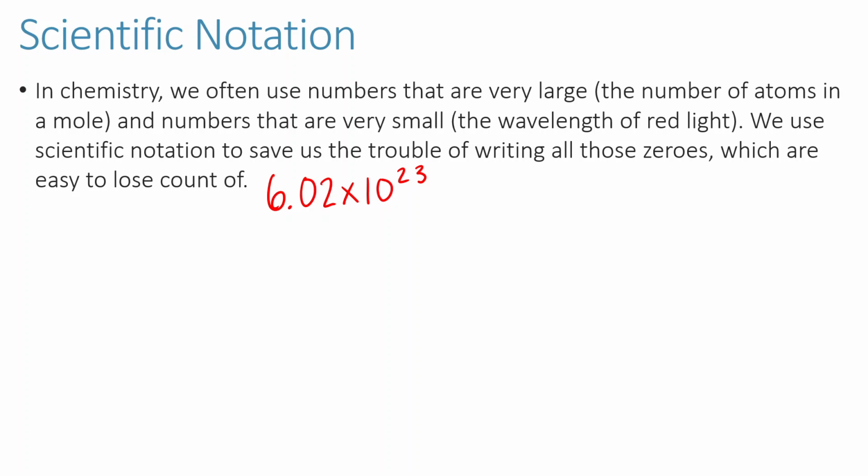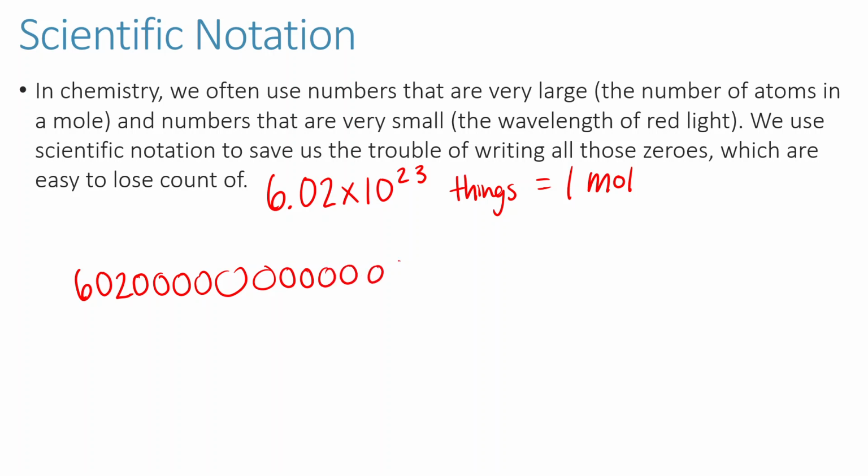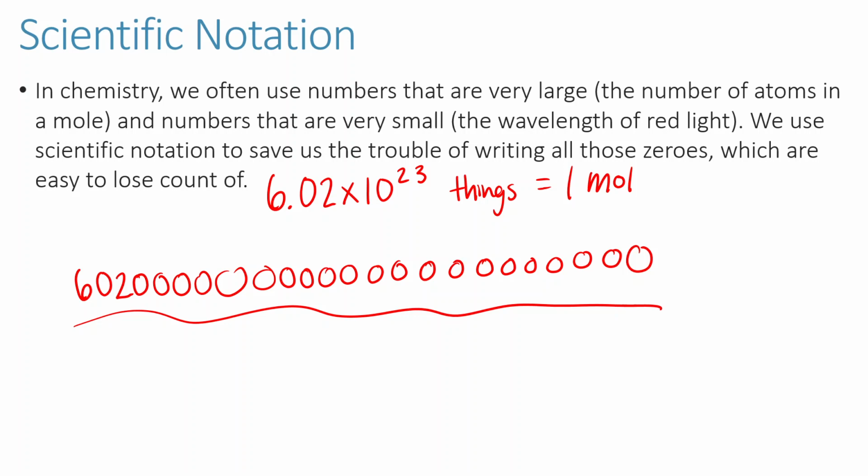These are the number of things in 1 mole. And a mole is just a way that we count number of atoms. Kind of like how you count eggs by the dozen, we count atoms by the mole. So if I were to write this number out, I would need to write this whole thing every time that I go to use this number.